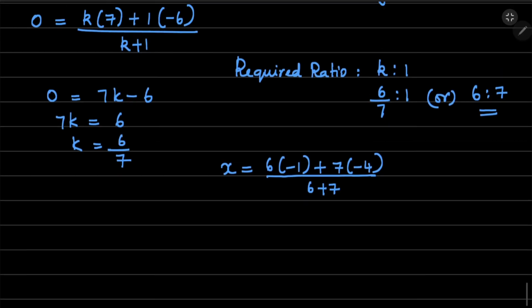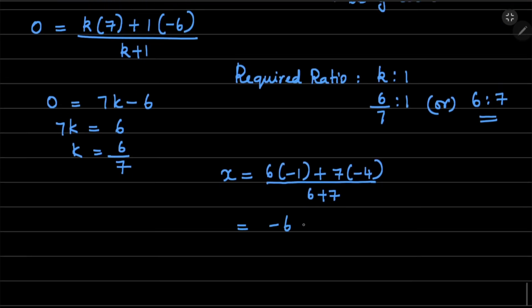So what is the x coordinate? When you solve, what do you get? Minus 6 minus 28 divided by 6 plus 7, it's 13. So what is 28 plus 6? 29, 30, 31, 32, 33, 34. Minus 34 by 13. That is your x coordinate.